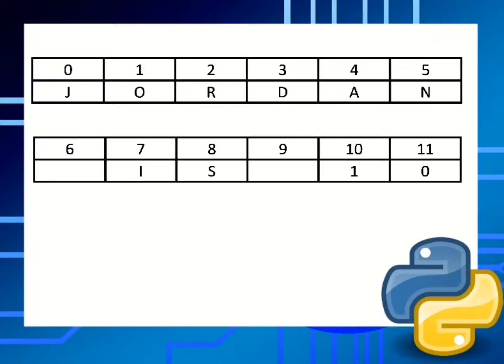Like the list data type that has items that correspond to an index number, each of a string's characters also correspond to an index number, starting with the index number 0. If my string is "Jordan is 10", you can see that J has index number 0, and so it continues. You will also notice that the spaces have their own index numbers as well.